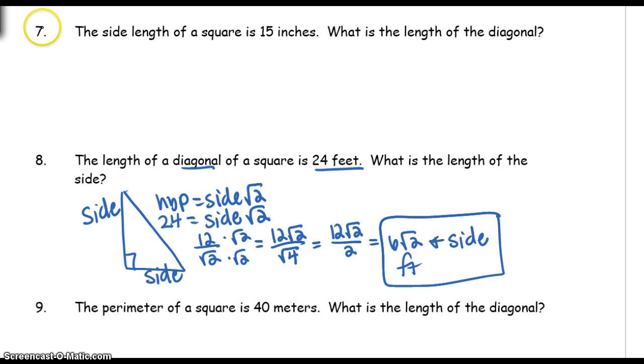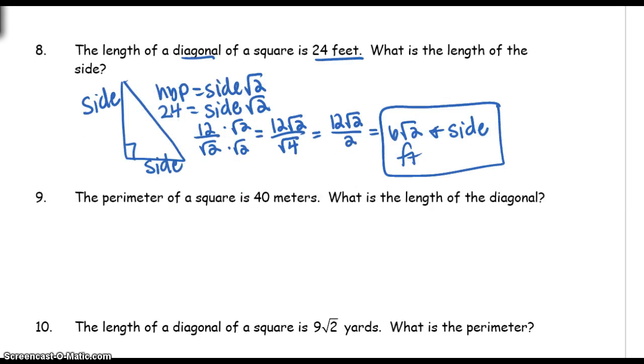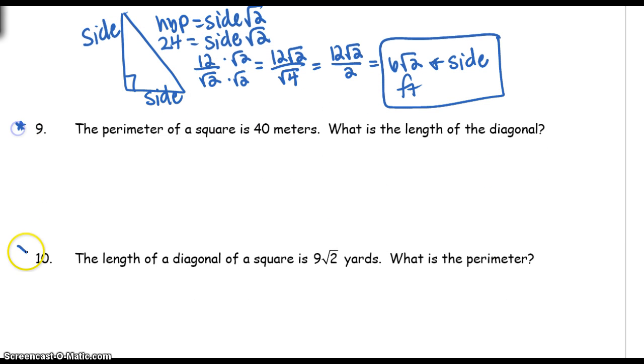I would like you to try number 7 and bring that to class. I think you can handle number 7, and then I will discuss 9 and 10 with you guys in class, okay? And if you need to rewind and rewatch, please do that. I know that this is a little tough for some people. It is the same thing over and over again, so watching it again might help you understand it better.